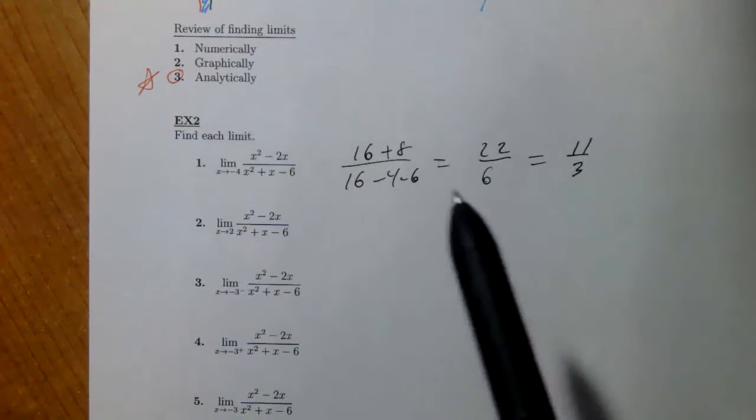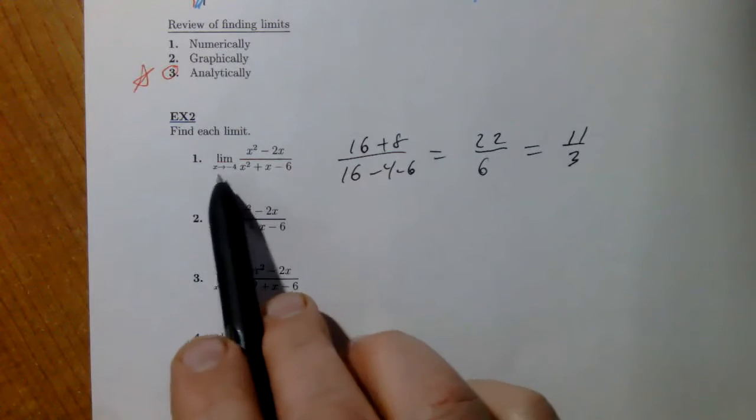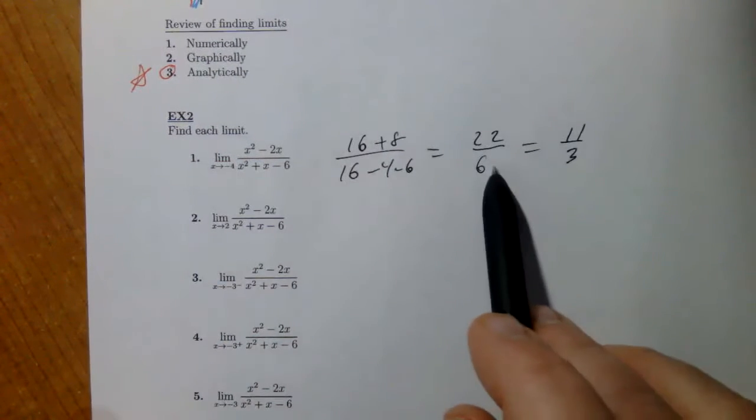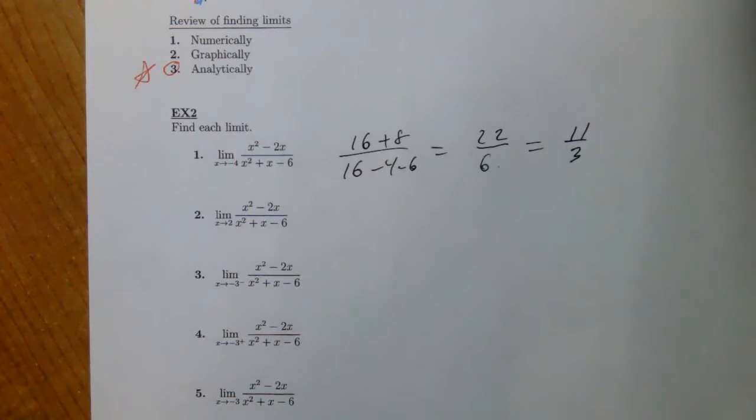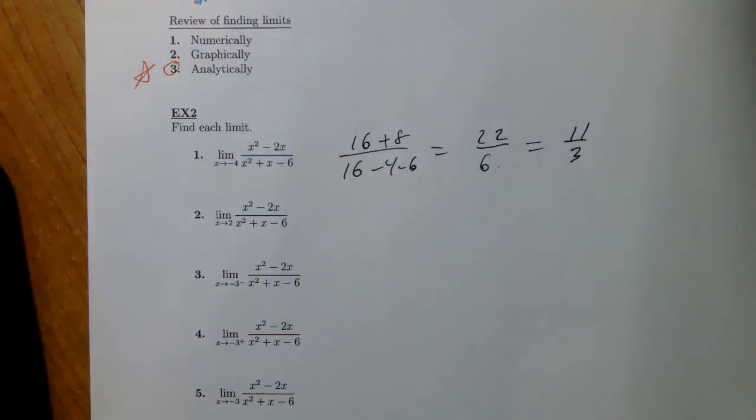No. But knowing that there's no holes or jumps, right? Plugging in -4 did not cause 0 in the bottom, right? So if it didn't cause 0 in the bottom, you don't have any issues there, right? So there's no removable discontinuity or non-removable. Hopefully all this is ringing a bell from Calc 1.